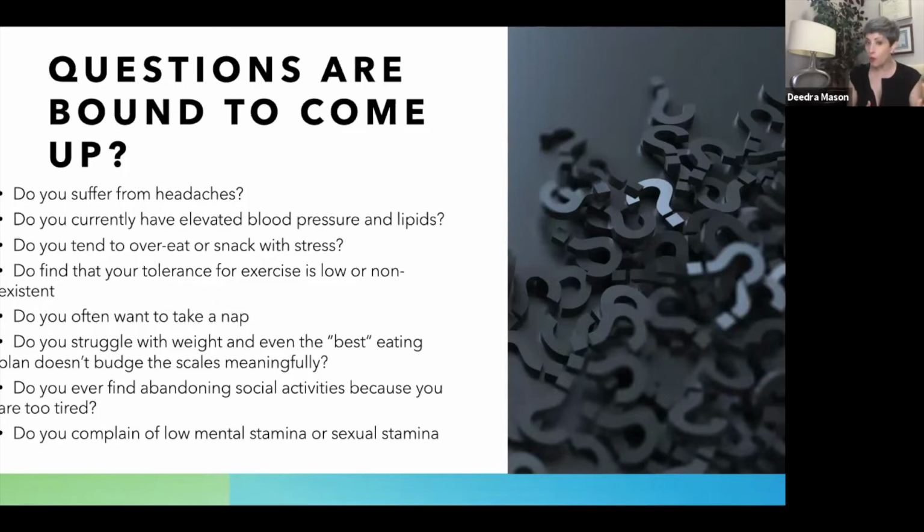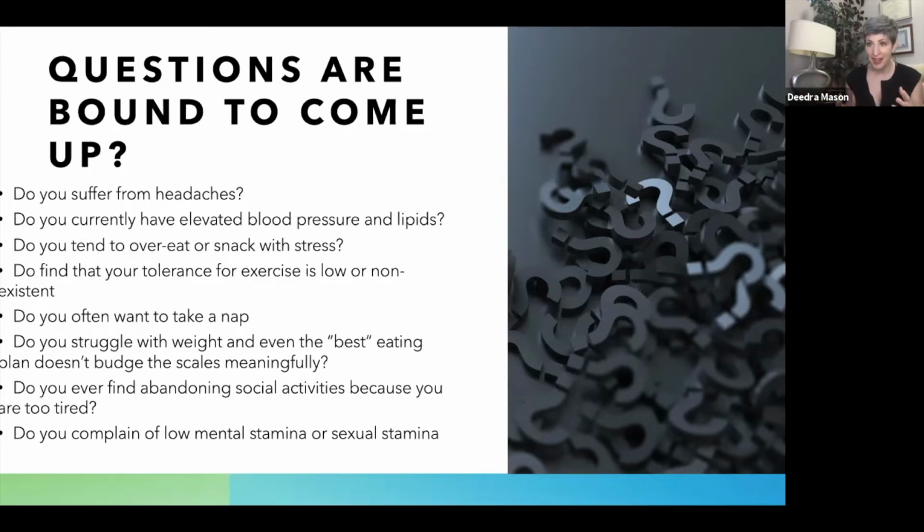Do you tend to overeat or snack with stress? Well, the overeater gene and the oversnacking gene, for crying out loud, I named them exactly what you need to be looking for. What about low tolerance for exercise? Maybe it's not just low. Maybe exercise tolerance is non-existent, right? So we want to be looking at some of the adiponectin genes, some of the mitochondrial genes, and yeah, even some of the leptin genes. And maybe that takes us to look at some of the sleep genes.